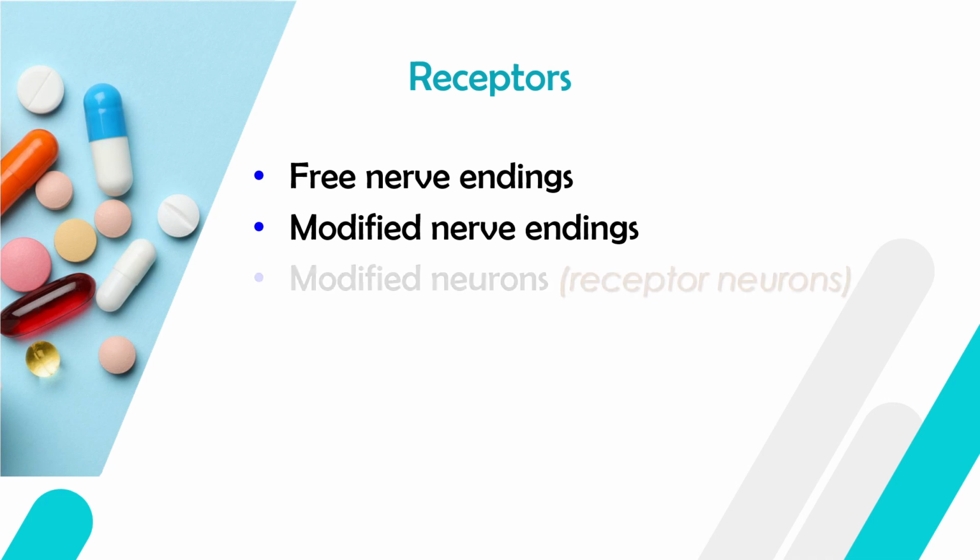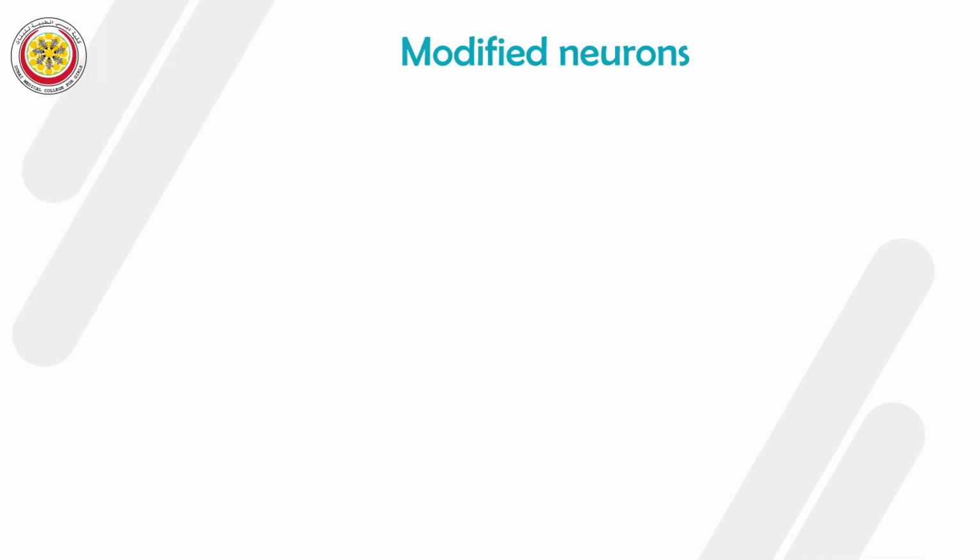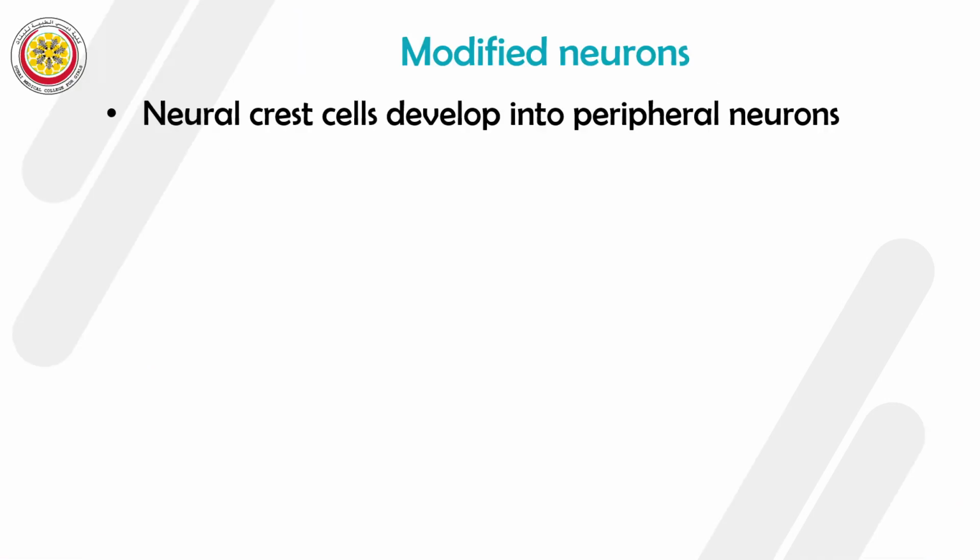Another question? No, this is just the listing. The listing we just mentioned: the free nerve endings, modified nerve endings, and then modified neurons. And there they are. These are the types. Free, modified. These are the modified ones, and these are the free nerve endings. And these are the bipolar neurons. The modified neurons, we already mentioned them, we just go through them very quickly.